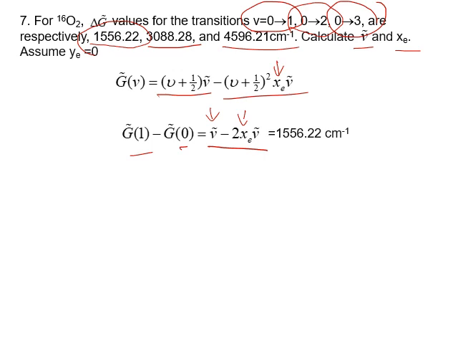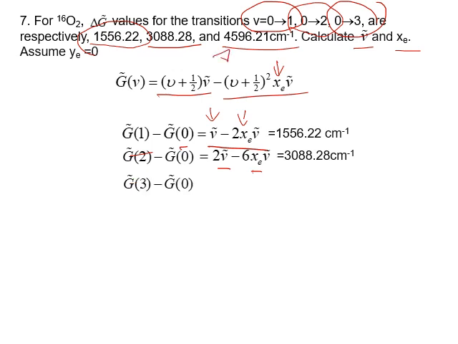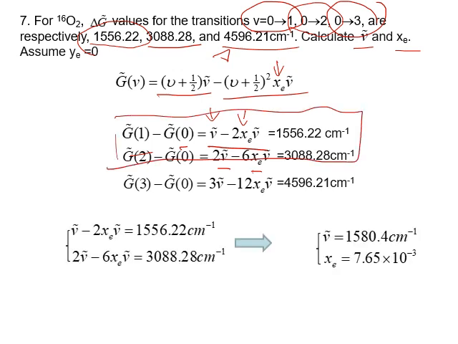And then the first overtone, by theory, we can show it's again two unknowns, the natural frequency and the anharmonicity constant, and the measured number is 3088.28. So two unknowns, two equations, you can solve, even though you have a second overtone. But in order to calculate nu and xe, we only need two equations. So with two equations, we can solve it.